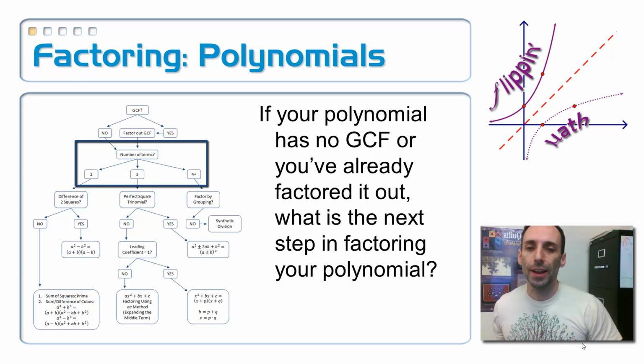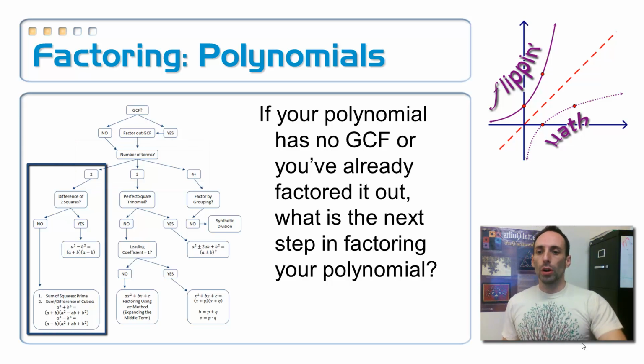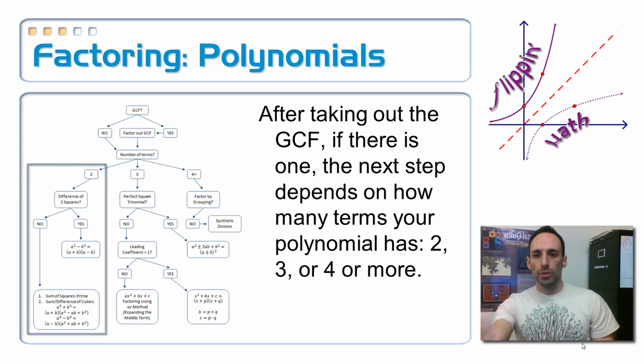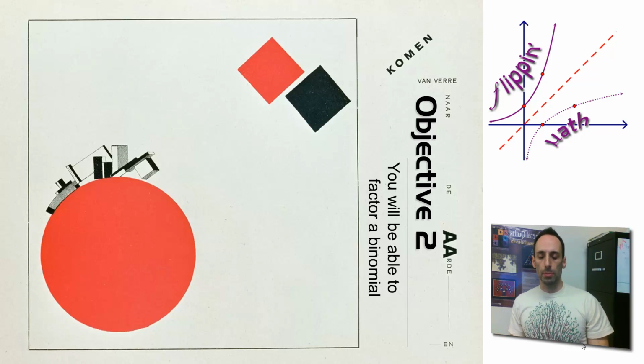So we're going to take the left-hand side of that diagram. We're going to start with 2 terms. That's what we're going to do next. So we're going to factor some binomials. That's what our next objective is. Objective 2, you're going to be able to factor a binomial.